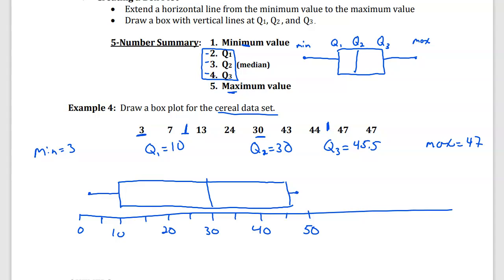Now, the reason why we can draw some informal conclusions about this is notice the length of the whiskers. This one's much shorter than this one. So this would give us some information about our data sets. And we can go into that much later, but it will give us some conclusions.